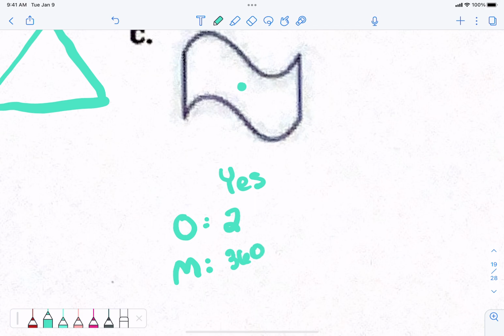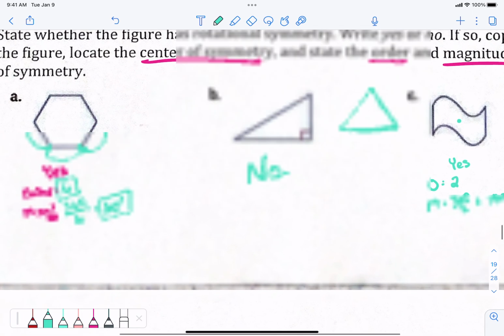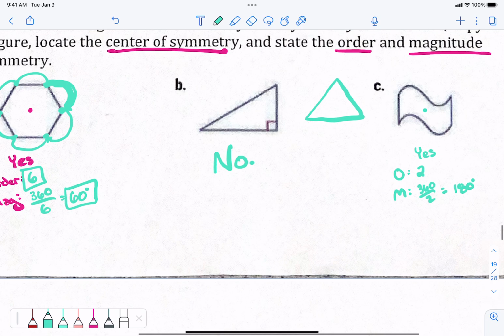So the magnitude is 160? I got it wrong. Never mind. 360 divided by 2 is 180. 180 degrees is flipping upside down, right? 180 is the magnitude. I flip him upside down. That's what I have to do, right? What was the magnitude of the other one? 60. Yep. Okay? Good? Happy with that?